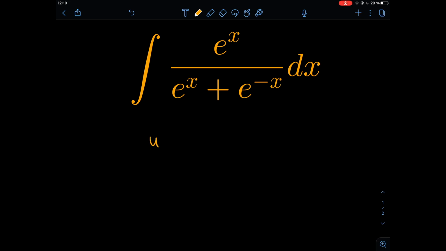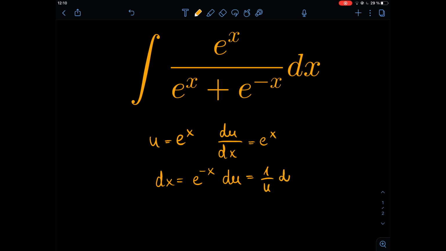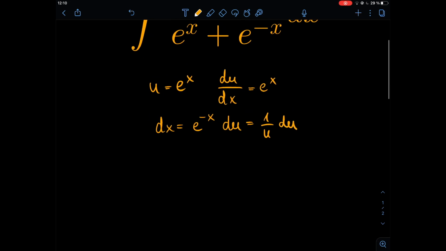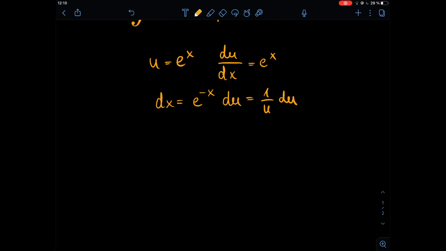So the first substitution that we're going to do is we substitute the e to the power of x, and we call it u. Then we take the derivative of u with respect to x, and of course we get e to the power of x. And from this we can conclude that dx can be written as e to the power of minus x times du. And e to the power of minus x is nothing else than 1 over u, so this is just 1 over u times du. So now let's plug that into the integral.